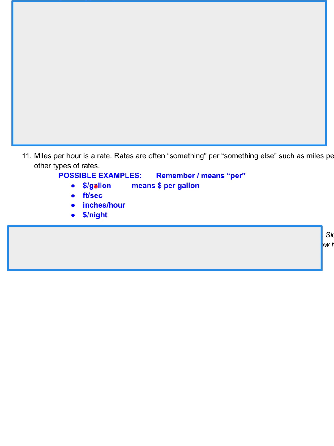So like dollars per gallon. It means dollars per gallon. That slash means per. Feet per second. Inches per hour. Dollars per night. Those are just some of many different types of rates that you can have.